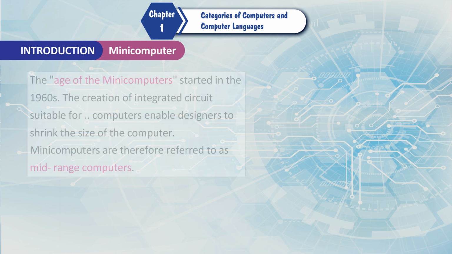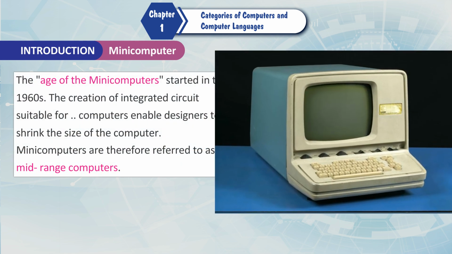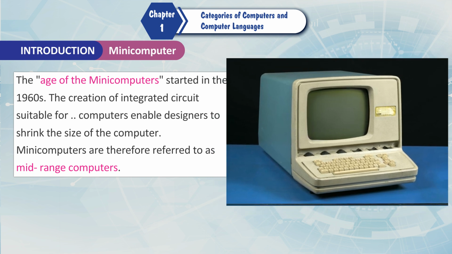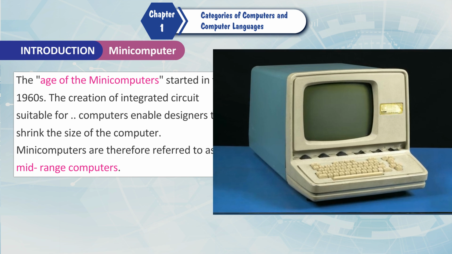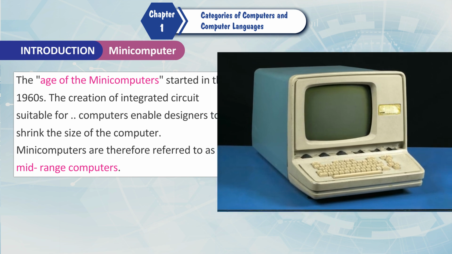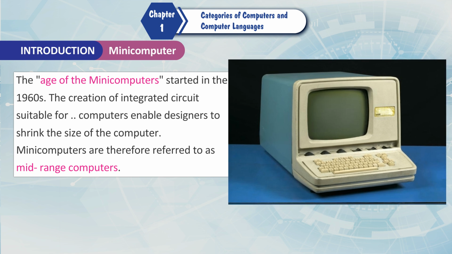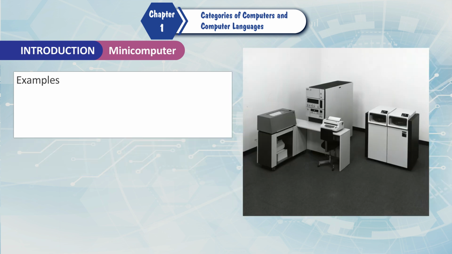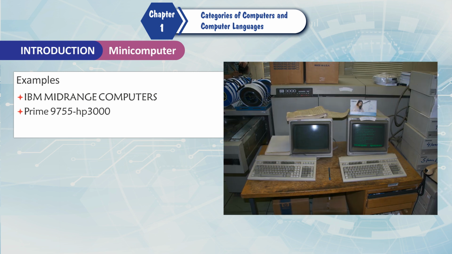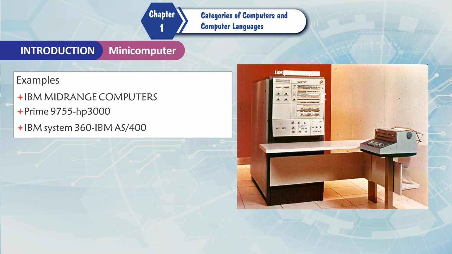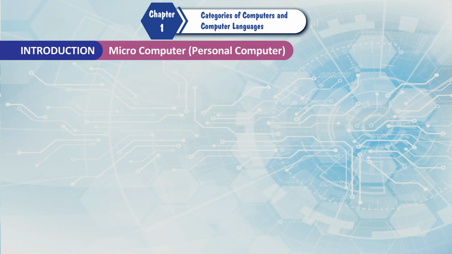Mini computer. The age of mini computers started in the 1960s. The creation of integrated circuits suitable for computers enabled designs to shrink the size of the computer. Mini computers are therefore referred to as mid-range computers. Examples: IBM mid-range computers, Prime 9075, HP 3000, IBM System 360, IBM AS400.